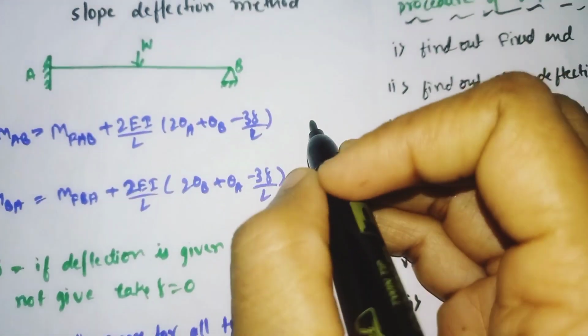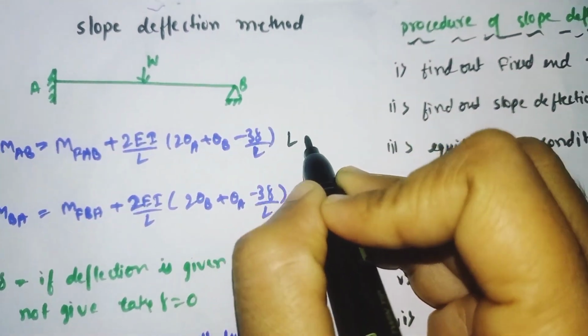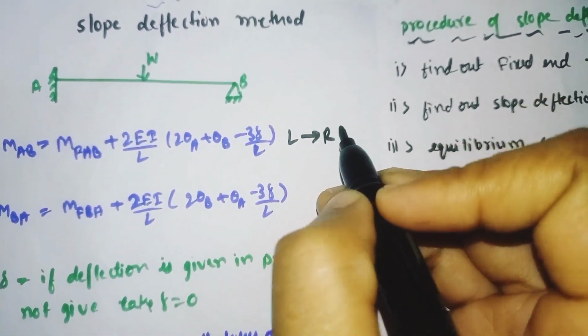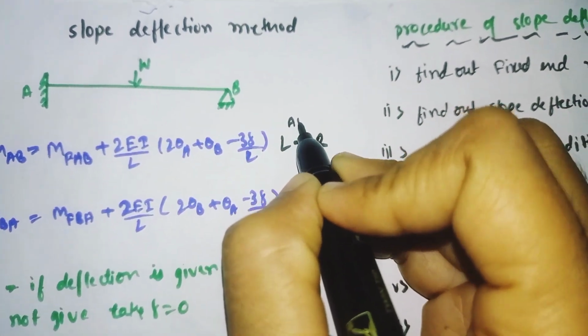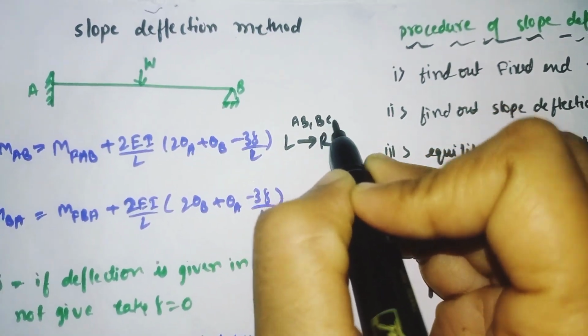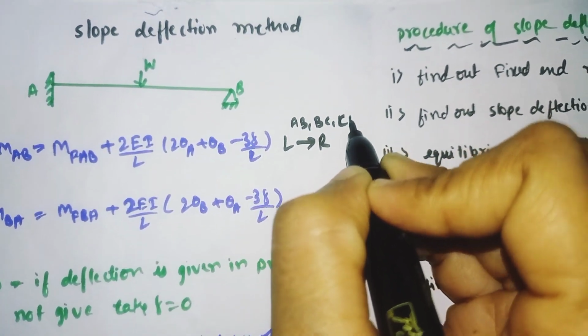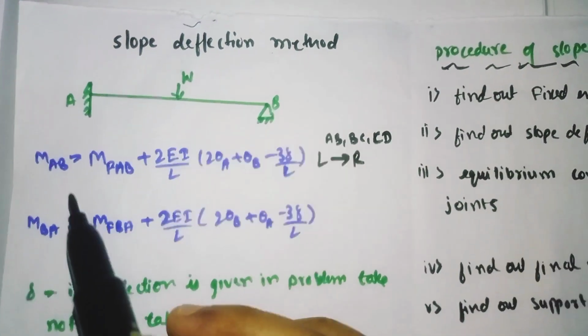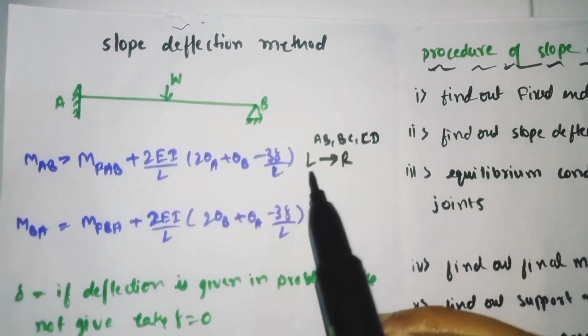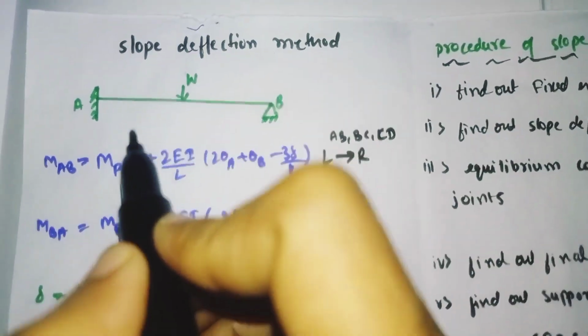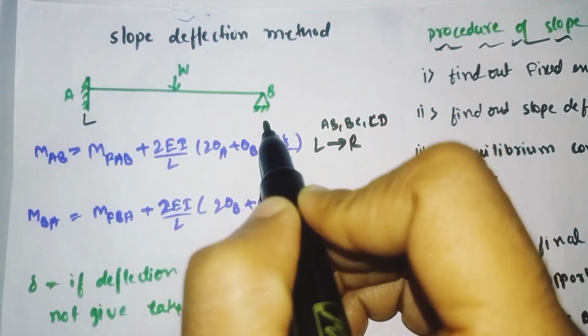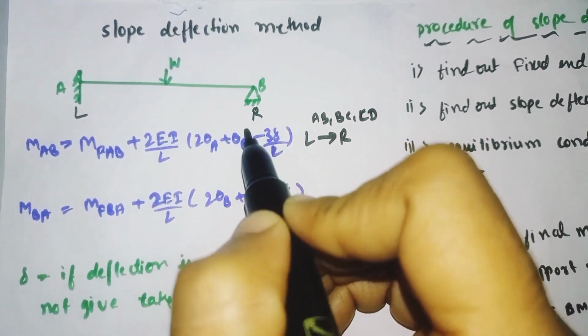So when we move from left side to right side, it may be any point, either AB or BC or CD, any point. We need to apply this formula when you are moving from left side to right side. We all know this is our left side and this is our right side.